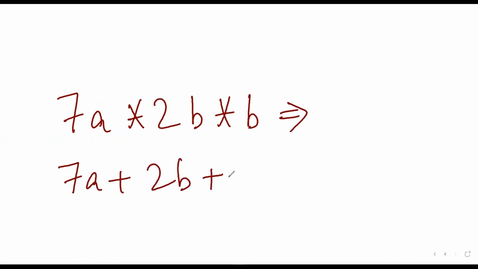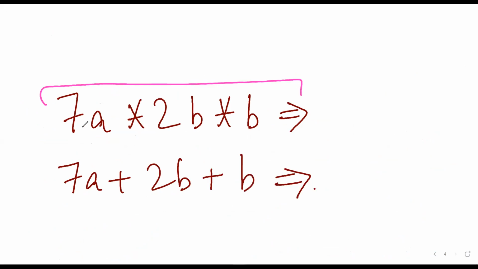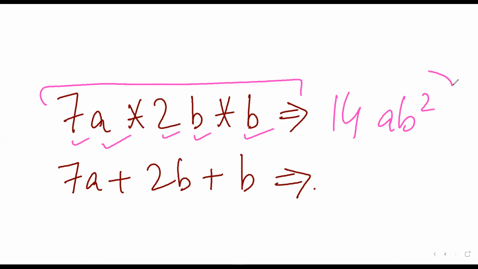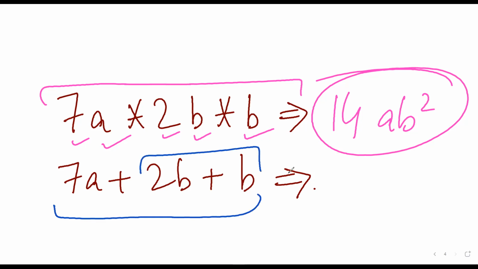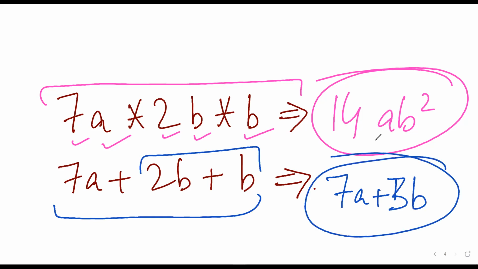So let us look at the difference between these two. Now, when I am multiplying, तो मैं हर किसी को multiply कर सकता हूँ. 7 into 2 is 14. And A, B, B, it will be AB square. Have you understood? But जब मैं add कर रहा हूँ, तो मैं सिर्फ इन दोनों को add कर सकता हूँ. So this will be 7A plus 3. Mr. Ariman, any doubt? No, sir.